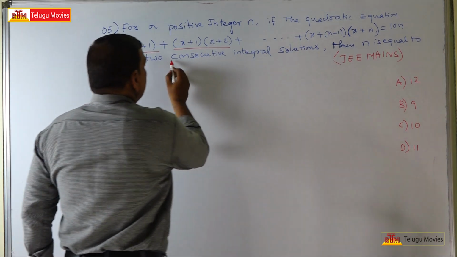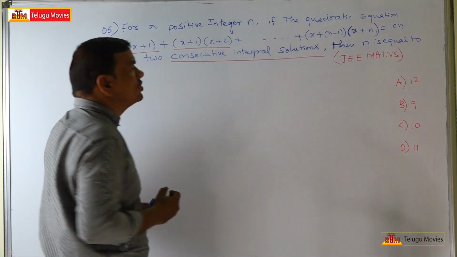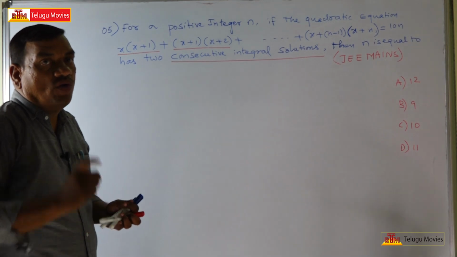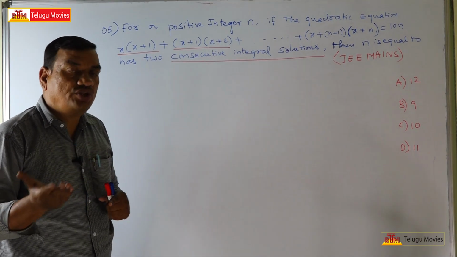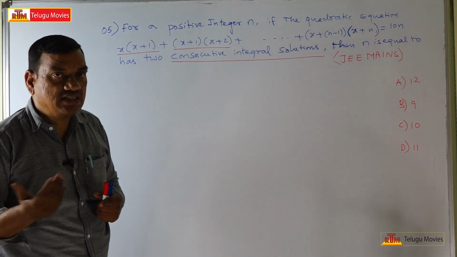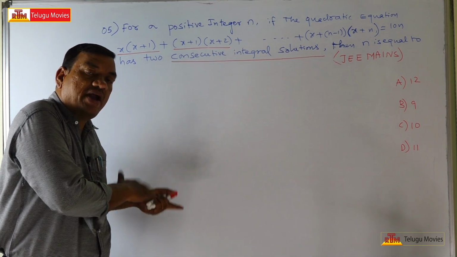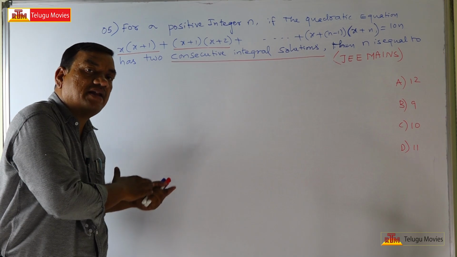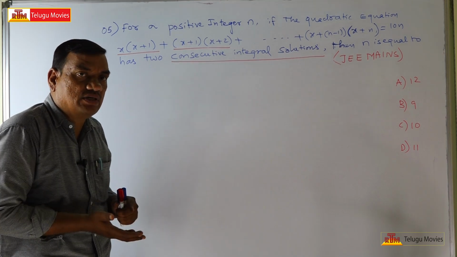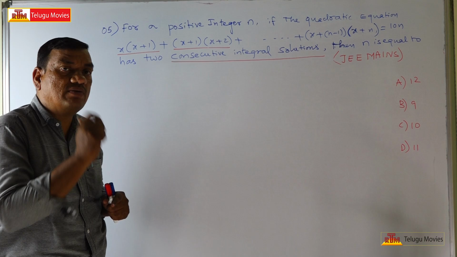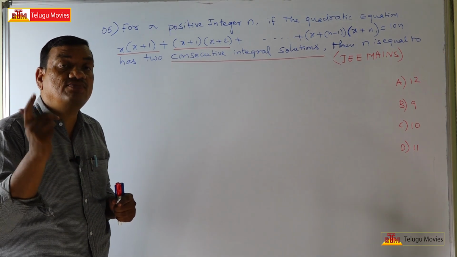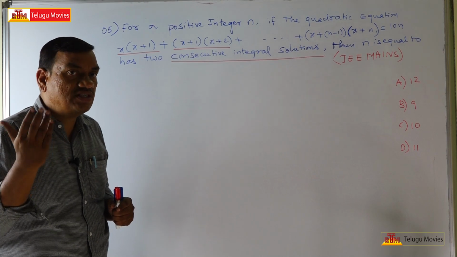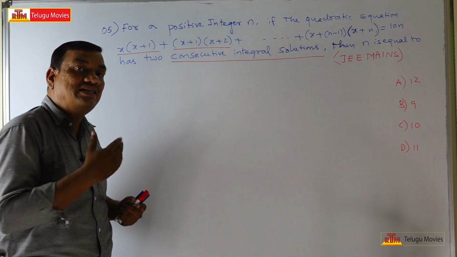This quadratic equation has two consecutive integral solutions. That means what? What is meant by consecutive integral solutions? 2, 3; 5, 6; on this side minus 2, minus 3, minus 4, minus 5. These side by side numbers are consecutive integral solutions. What do you observe? Their difference is 1. That means 2, 3, difference is 1. 5, 6, difference is 1. Minus 2, minus 3, difference is 1.